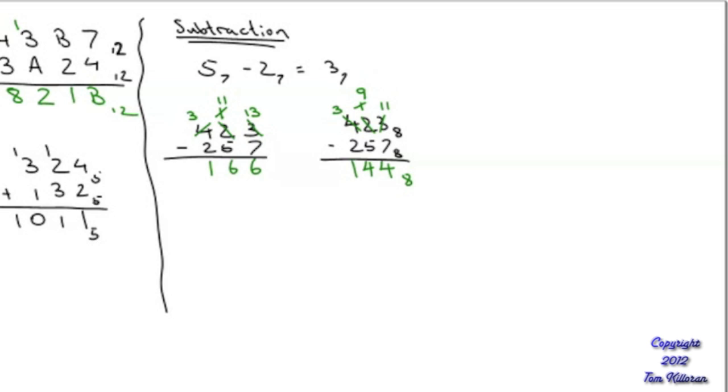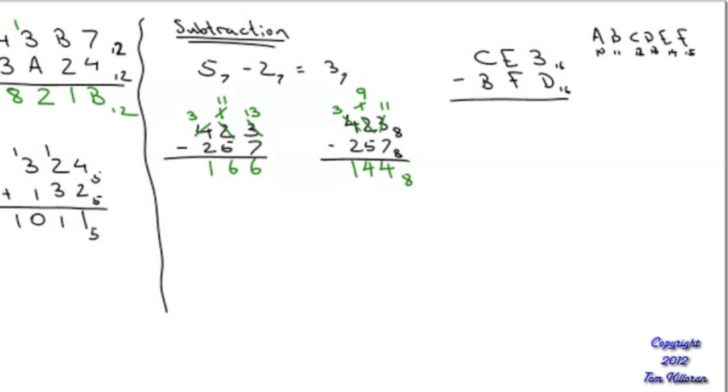All right. How about CE3 minus BFD. Just trying to mess you up. Base 16. You just did. With base 16, I highly suggest writing A, B, C, D, E, F as 10, 11, 12, 13, 14, and 15, just so you know what their values are as you're doing this calculation.